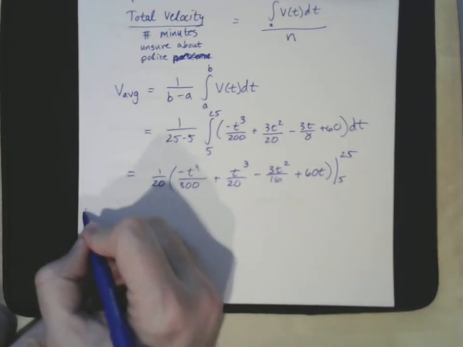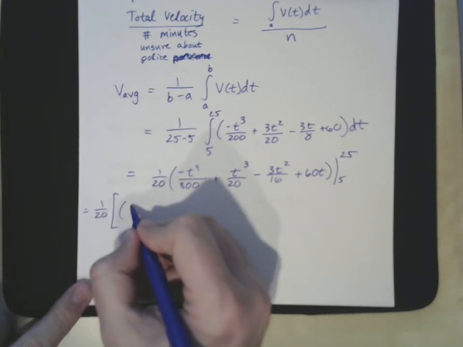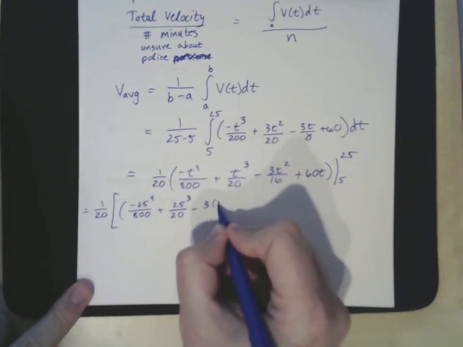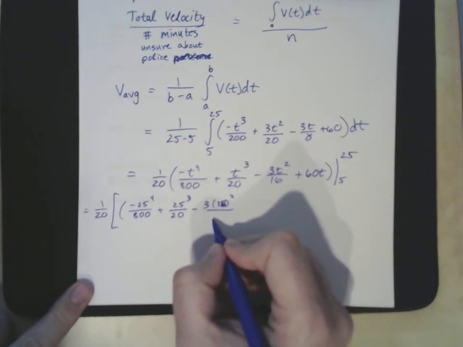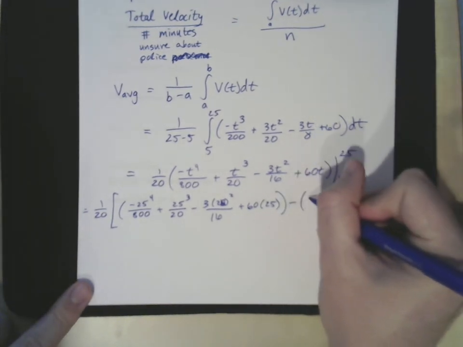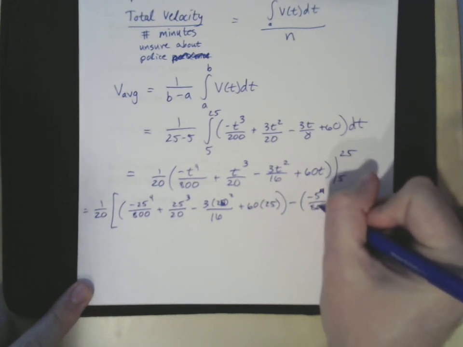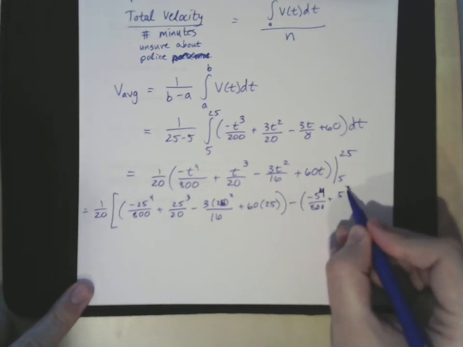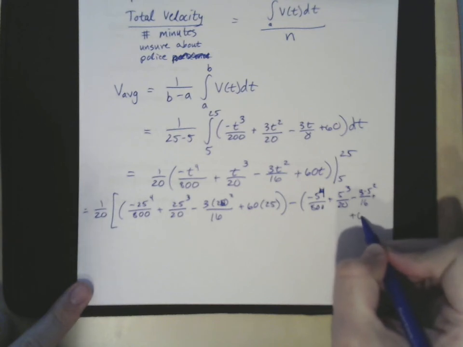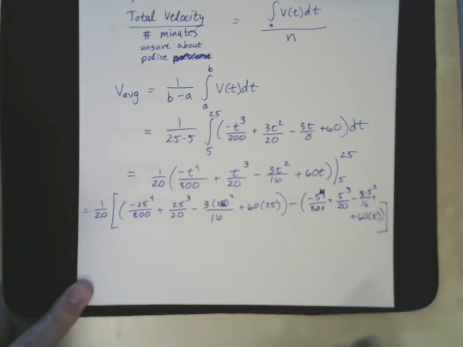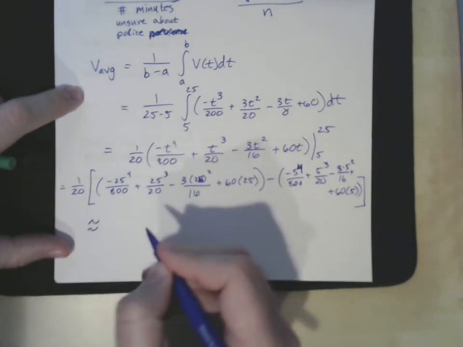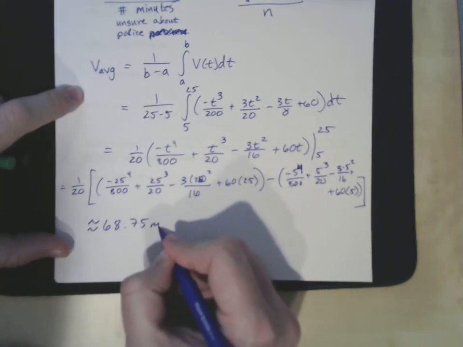So we're using the fundamental theorem here. This is 1 over 20 times negative 25 to the 4th over 800 plus 25 cubed over 20 minus 3 times 25 squared over 16 plus 60 times 25, and this is minus negative 5 to the 4th over 800 plus 5 cubed over 20 minus 3 times 5 squared over 16 plus, run out of space, 60 times 5. All right, so the 1 over 20 is going to happen at the end of this. And when you plug this into your calculator, rounding off, we get 68.75 miles per hour.